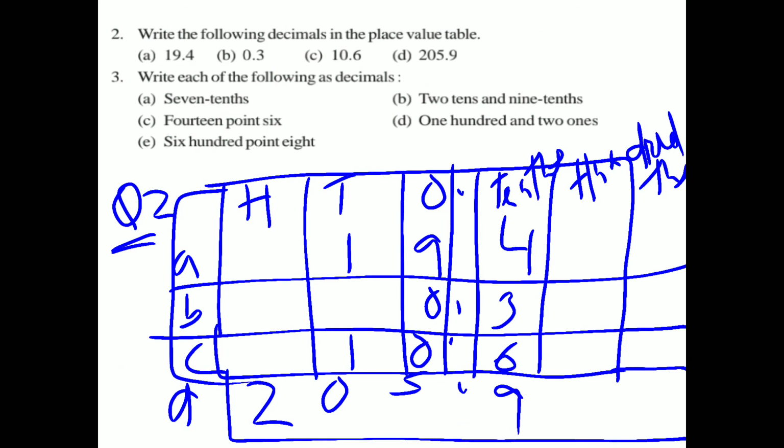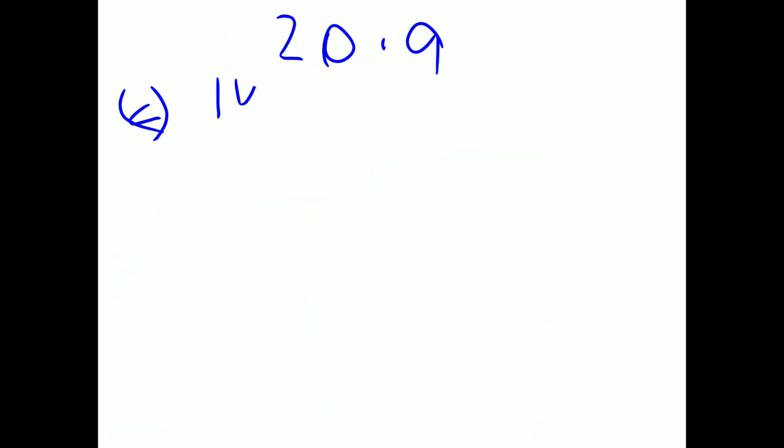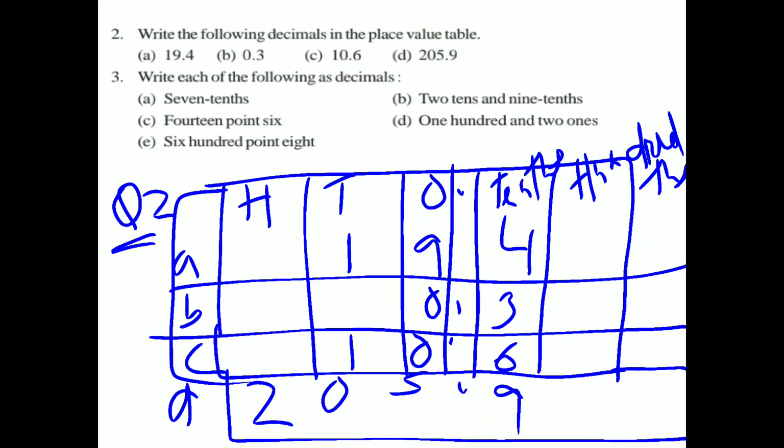C part is 14.6. So there's already a point there, so we write 14.6 directly. I am writing the answer of it. So now we do D part. D part is 102 ones.